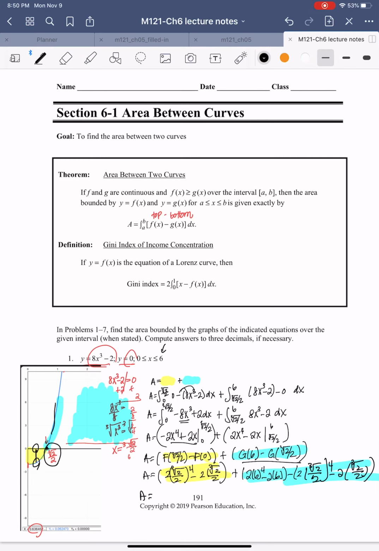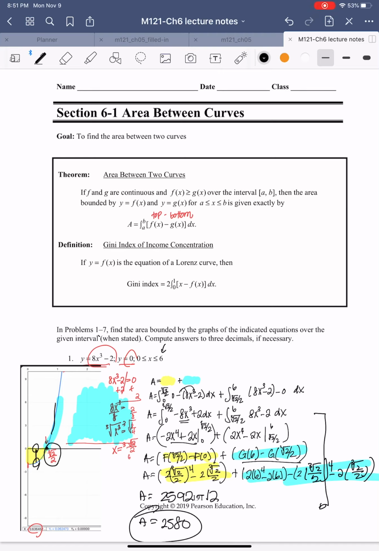So my area, simplifying the whole thing, putting it into the calculator, I have 2592 minus 12. Final answer, 2580. Okay. So it's not so much different. This whole process right over here to here is what we did in chapter 5. What makes it different is the setup. You have to decide which one is the top curve so that you subtract top minus bottom to keep a positive area, because area is always measured as positive.